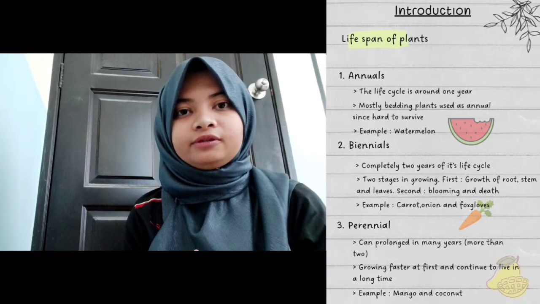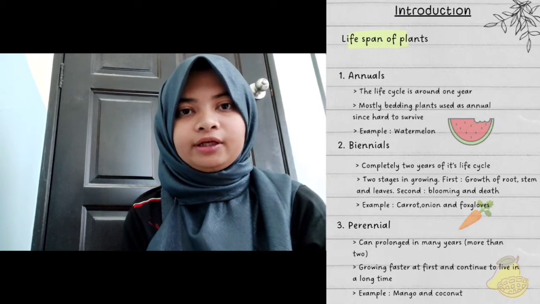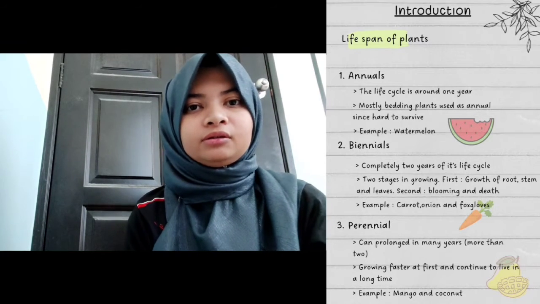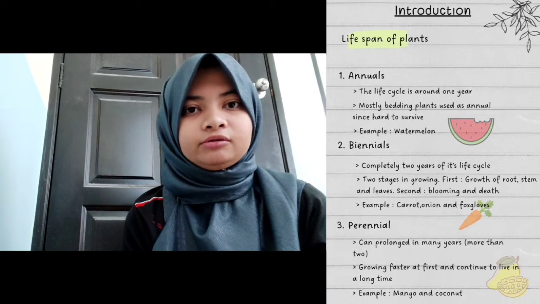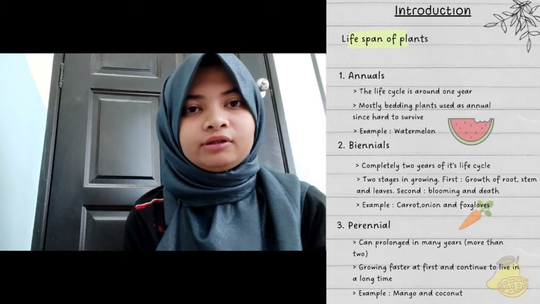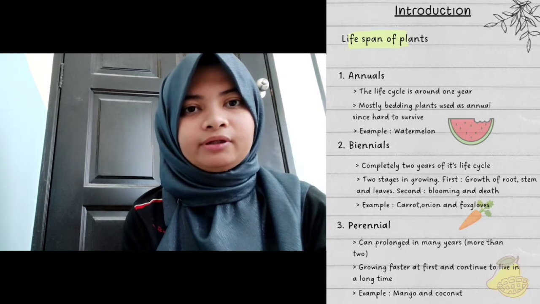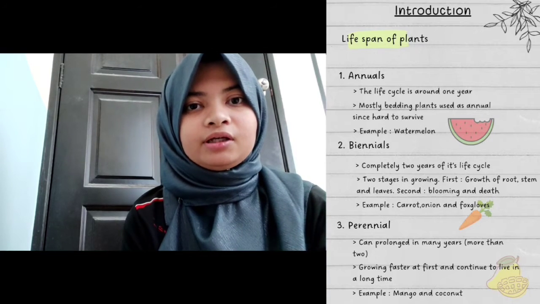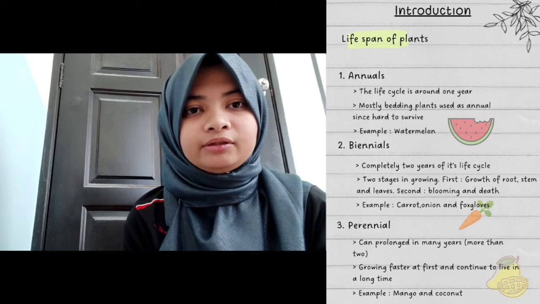To begin my first slide, there are three main components of the plant lifespan: annuals, biennials, and also perennials. So what are these three items for? Annuals usually have a life cycle of around 1 year. It may be a short time compared to biennials and perennials. Bedding plants are a bit harder to survive, so they were included in annuals, such as watermelon.